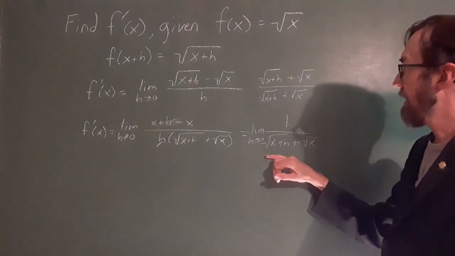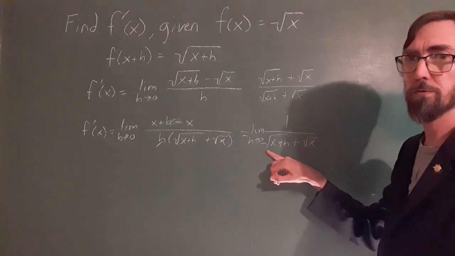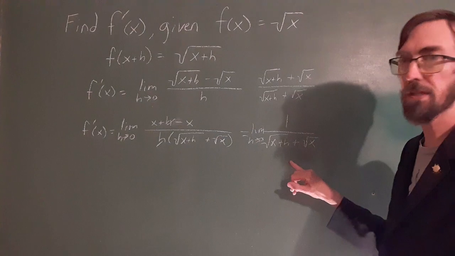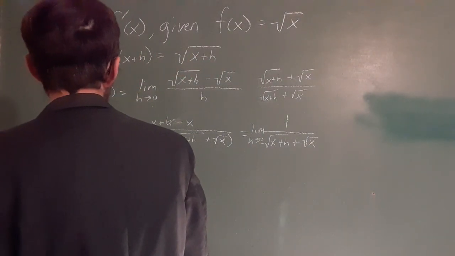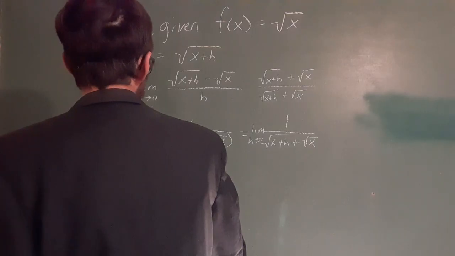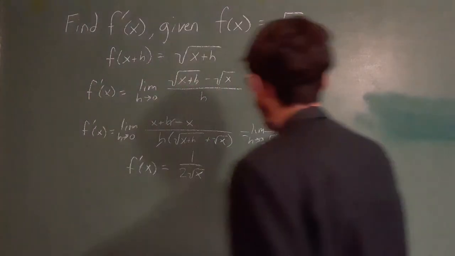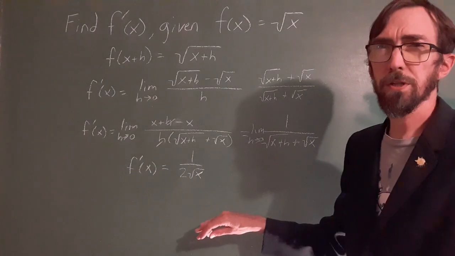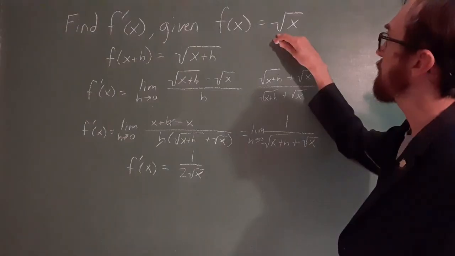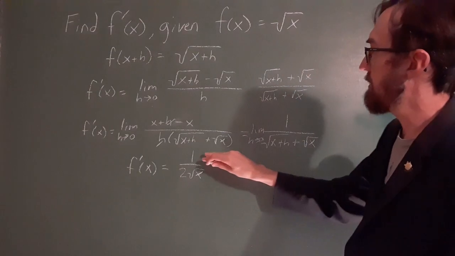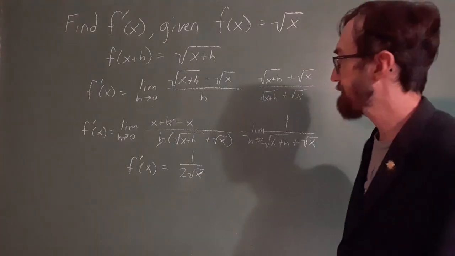And then we're going to let h go to 0, which just gives me a square root here. So I have 2 square roots here. So the final determination that I have of the derivative of the square root of x is 1 over 2 times the square root of x.